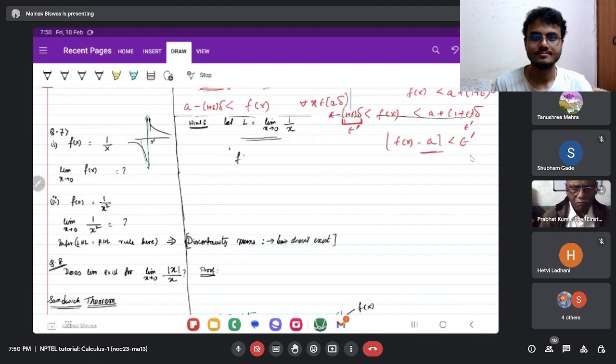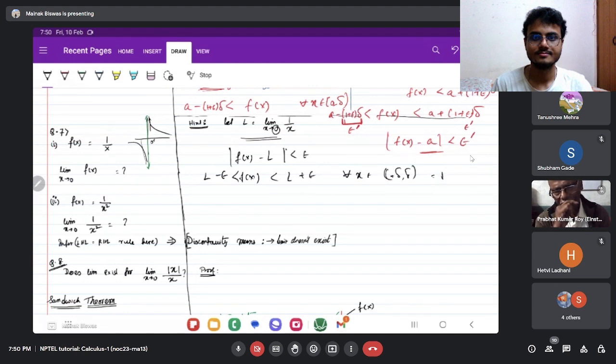So we wrote it like this, right? |f(x) - L| < epsilon, or f(x) is between L - epsilon and L + epsilon. This is the definition of epsilon-delta. So this should hold for all x in the interval from minus delta to delta, right? This is because the 0 neighborhood is equal to the delta neighborhood of 0.